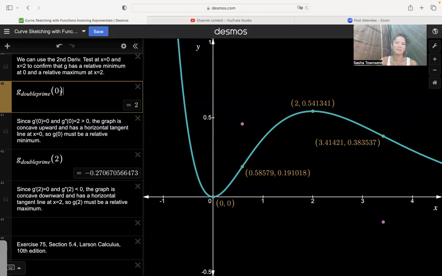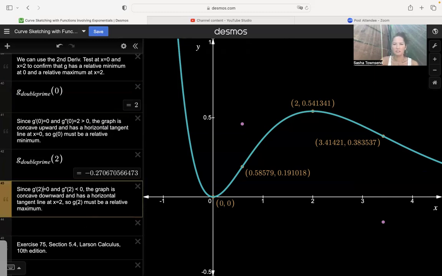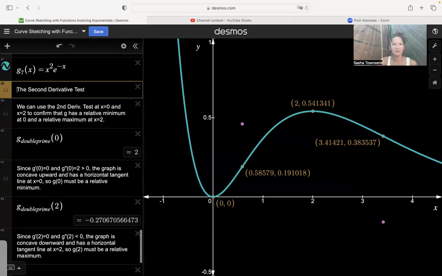And that's it. And then I also verified that the second derivative at 0 and 2 had the appropriate signs. So the second derivative at 0 is 2, which is positive. That means the graph is concave upward there. Since the graph is concave upward and the first derivative is 0, we must have a relative min. And then the second derivative at 2 was a negative number. So that means the graph is concave downward. Since the graph was concave downward and the first derivative was 0 at that x value, we have a relative max. The second derivative test gives us the same conclusions that the first derivative test gave us.